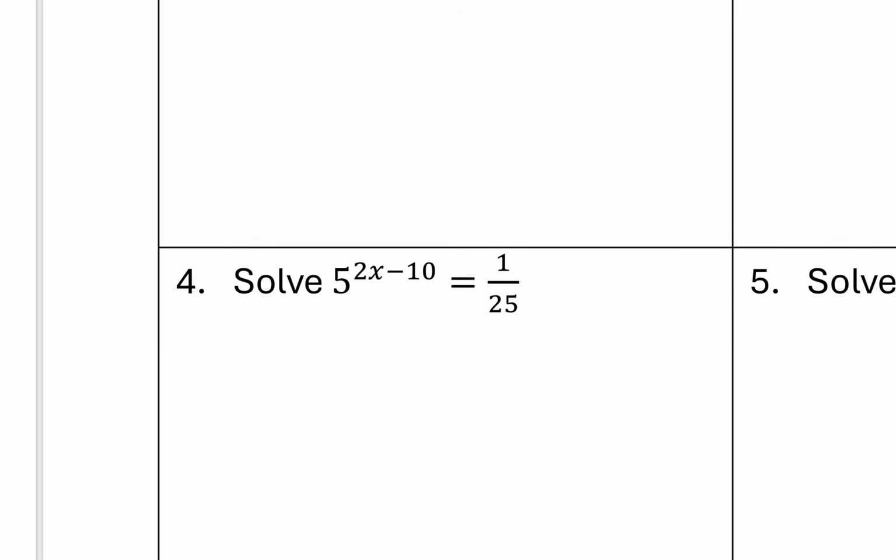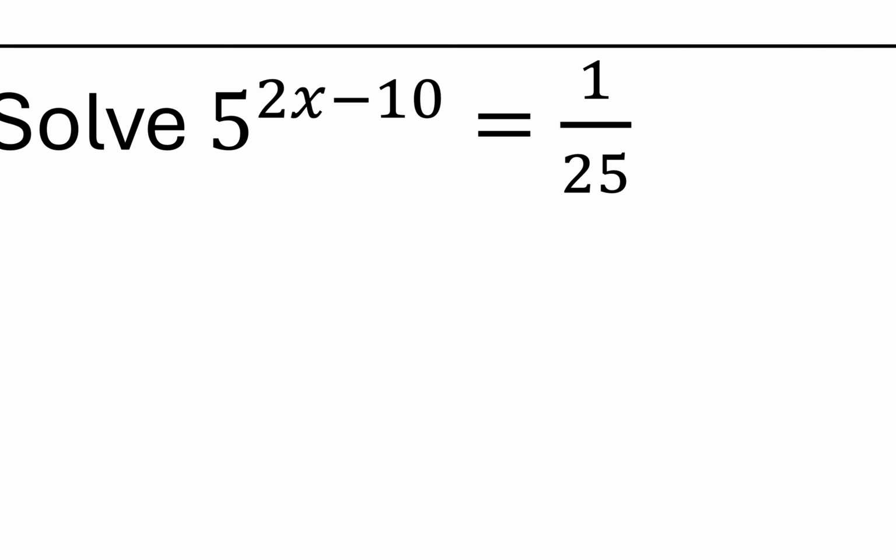Moving on to the next question, number 4. For this one, notice that the bases are not the same. The base right here is a 5. The base right here is 1 over 25. So we have to change the bases. In this case scenario, I go with 5 to be the base. So I have 5 to the power of 2x minus 10. That one does not change.